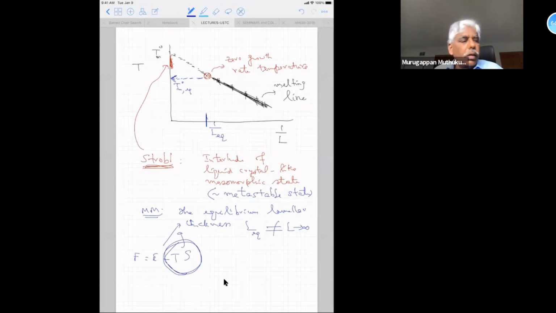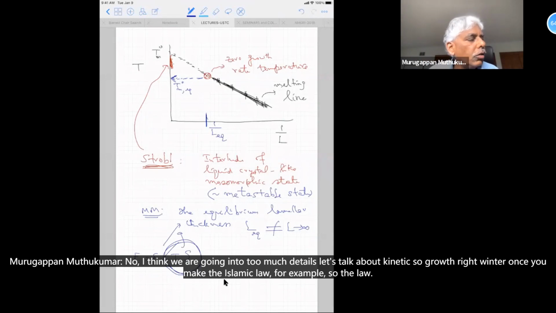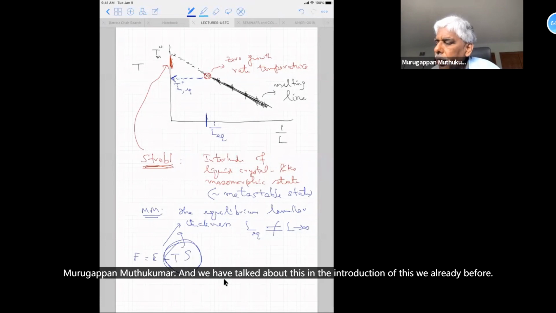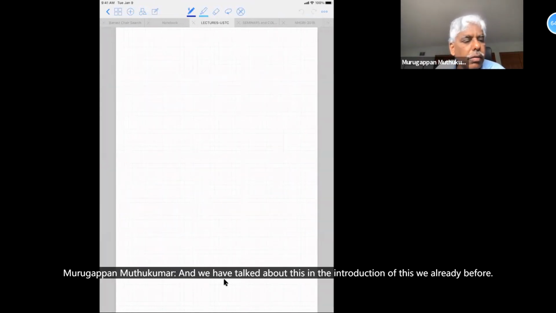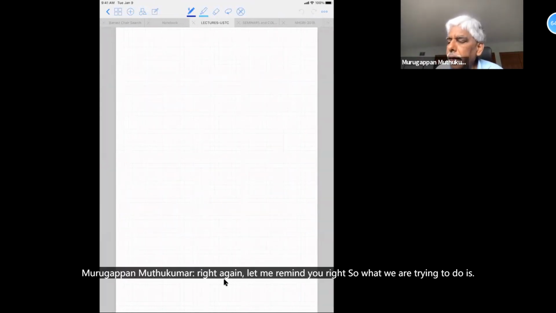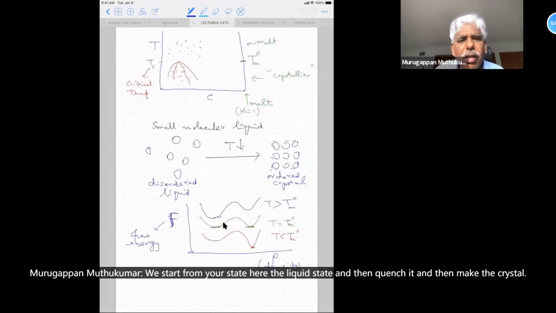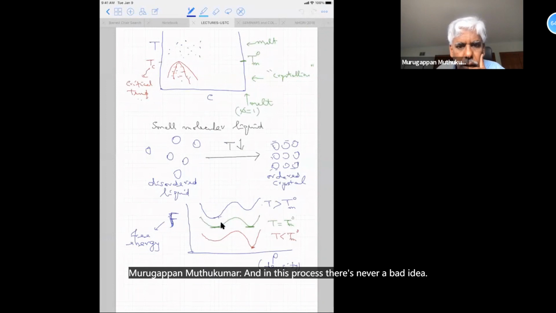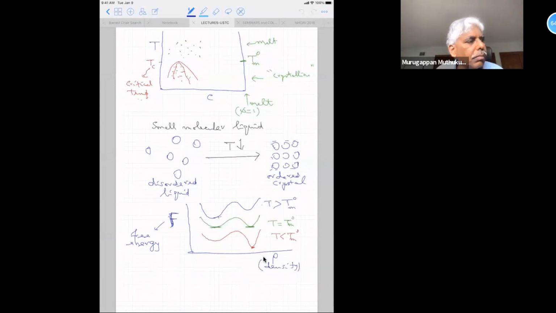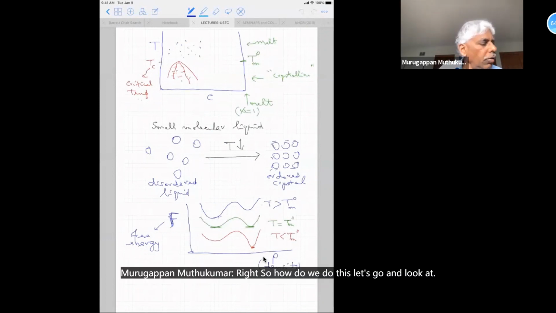Now, instead of going into too much detail, let's talk about kinetics of growth. Once you make this lamella, for example, how does it grow? We have talked about this in the introduction before. Again, let me remind you: what we are trying to do is start from a state here, the liquid state, quench it, and then make the crystal. And in this process, there is going to be a barrier. So how do we do this?